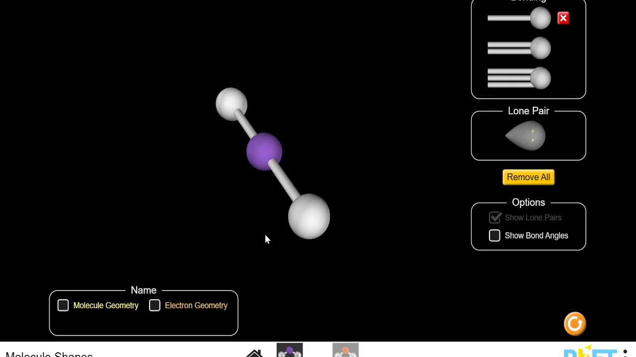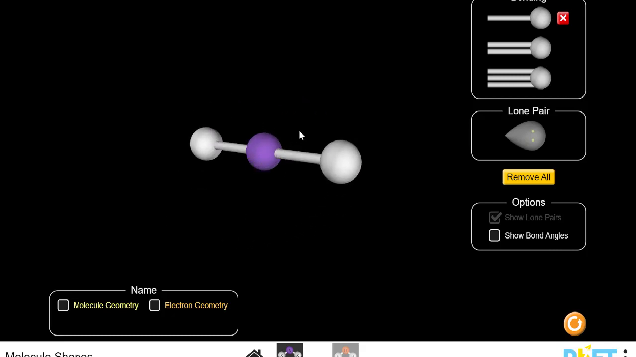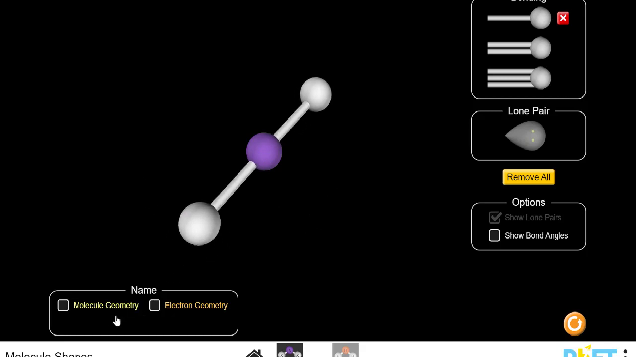So this is the screen you'll see when you first open it up. You've got this example molecule, starting with really the simplest molecule. If you left click and hold and move around, you can actually drag this molecule in three dimensions and see what it looks like. Down here in the bottom left where it says name, you can click the molecule geometry and electron geometry. Molecule geometry is what we've been talking about, so it'll tell you what the shape of this thing is.